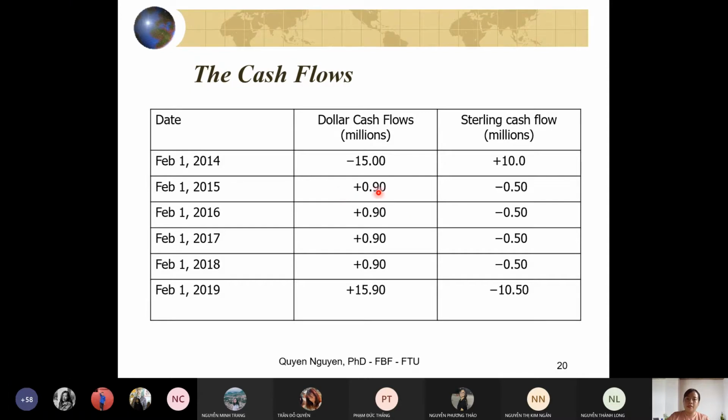Then we will receive the cash flow and we would pay out. Based on the 6% and 5%, we calculate the cash flow that we would receive and pay every year. And at the end, as you can see, we would exchange back the principal. This cash flow represents what is going on between the two parties.